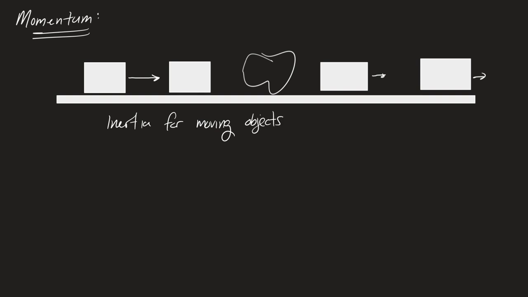It's inertia for moving objects. You've probably heard the word momentum used in all sorts of capacities. Has anybody ever heard the phrase institutional momentum?